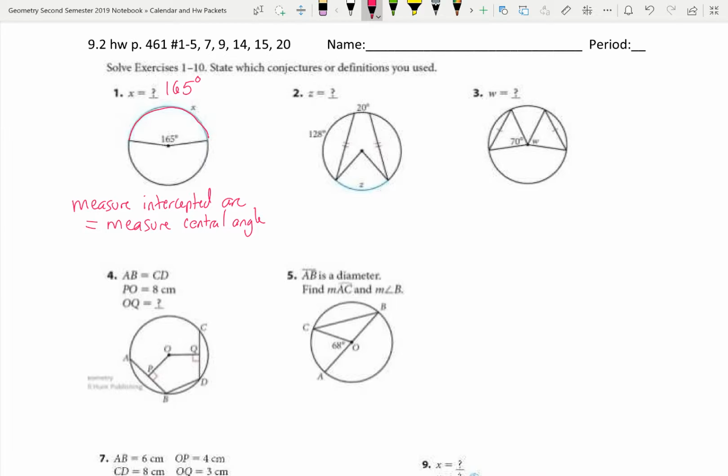In number 2, Z, we can see that this chord is congruent with this chord. So this is 128, and the measure of that arc will also be 128 degrees. And we know that for an entire circle, the measure is 360. And so Z will equal 360 minus 128 minus 128 minus 20. And so Z will equal 84 degrees.